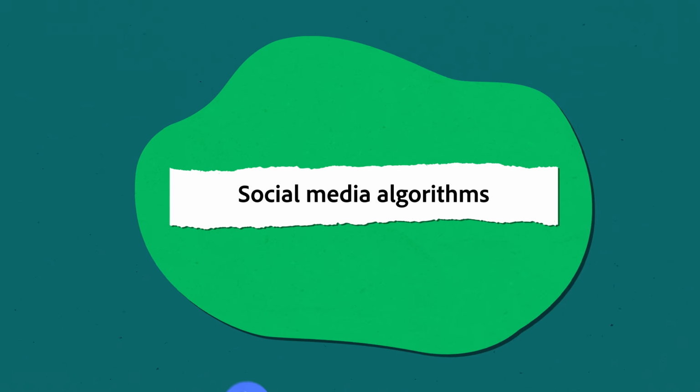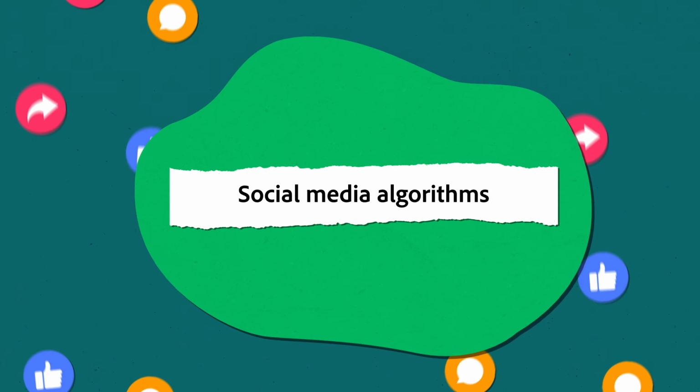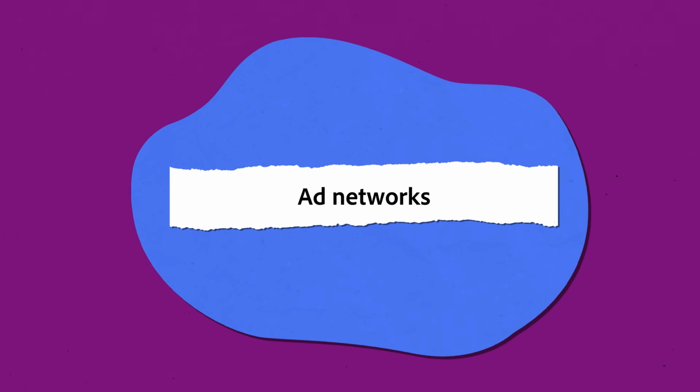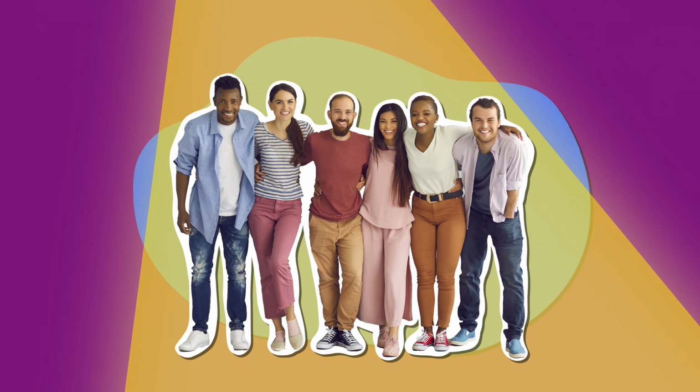Now let's touch on social media algorithms. Platforms like Instagram, Facebook, and TikTok prioritize content based on engagement metrics, like likes, shares, and comments. If your goal is to drive traffic to your website through social media, make sure your posts are engaging and encourage interaction. Ad networks are also key players in content optimization. Ad networks like Google Ads or Meta Ads allow you to promote your content to highly targeted audiences. By using data on user behavior and demographics, these networks help you reach customers more likely to engage with your content.